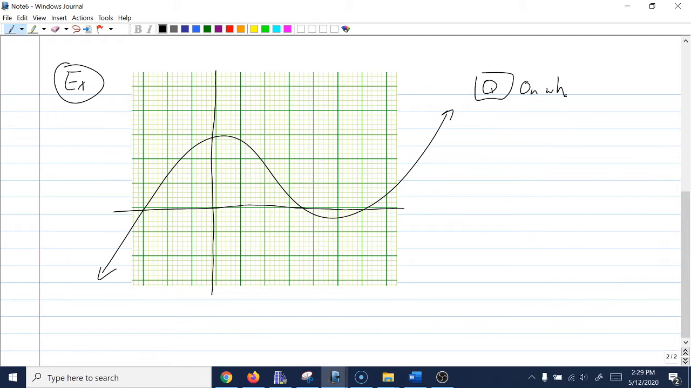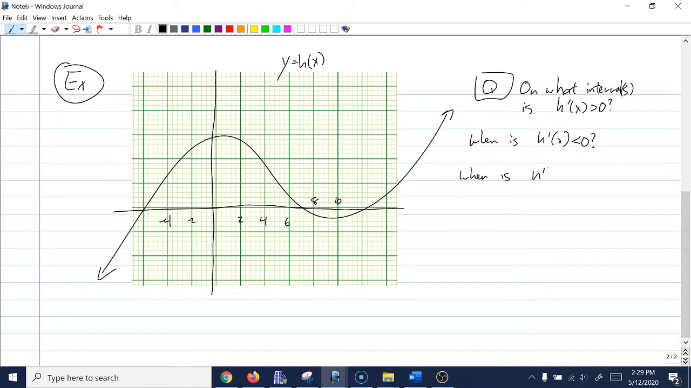Question. Let's call this function h of x. Let's label the axes. I guess I don't need to label the y-axis for this. On what intervals is h prime of x positive? When is h prime negative? When is h double prime positive? When is h double prime negative?